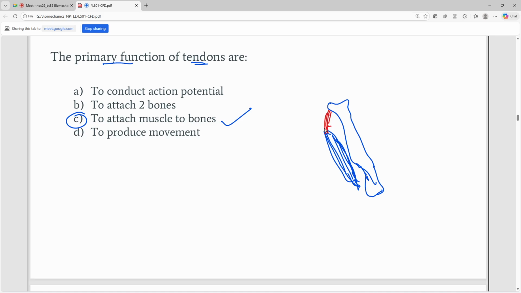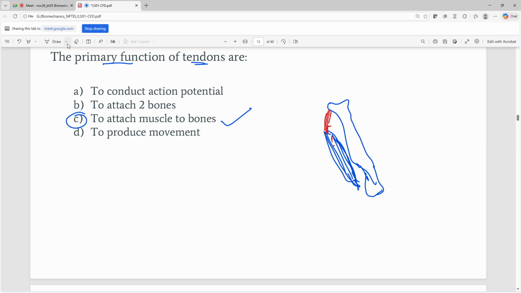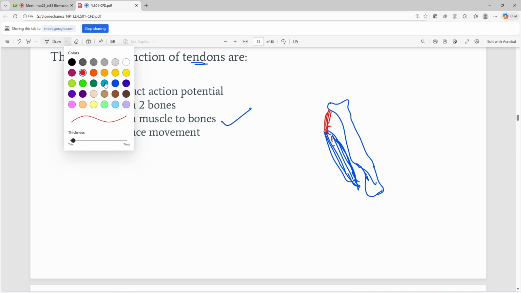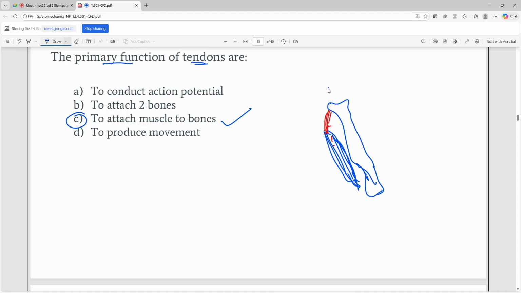Even if you have seen some cut sections of the body of humans or animals, you could understand from there that the dense colored part will be muscle, whereas some lighter colored portions will be there, and that is tendons. So option C, attach muscle to bones, is the primary function of tendons.